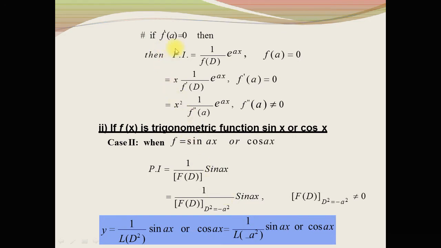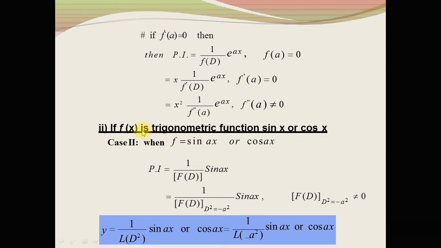So if L'(a) is again equal to 0, then the particular integral is 1 over L''(D), replacing D by this coefficient a, and put x squared. Then if L''(a) does not equal 0. If this is again 0, then take the derivative of the differential operator again and put x cubed.